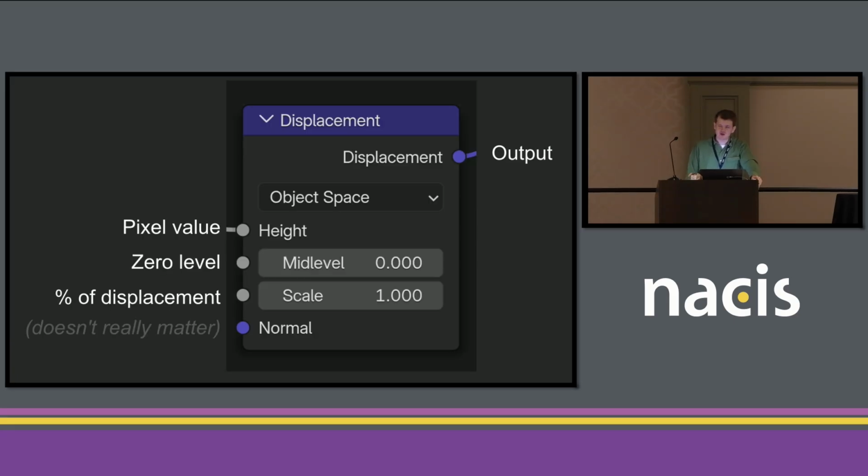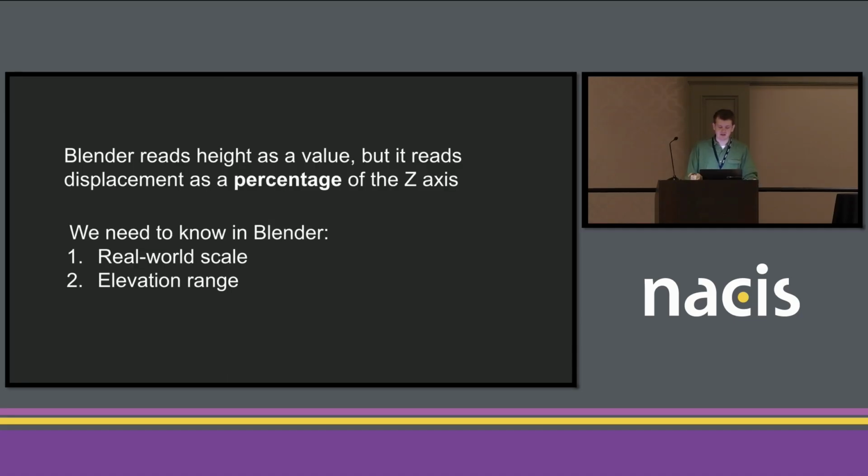The trick is, Blender is interpreting height differently than you think it is. The height is a value in Z space, but that value is displaced from the mid-level by a percentage of Z. So a scale value of 1 doesn't mean anything in reality. It is only valid for the size of the plane inside Blender, which has no connection with the size of the area in reality you are mapping.